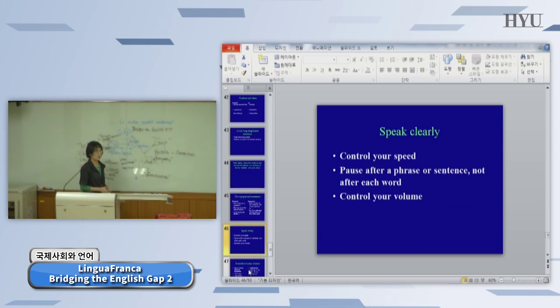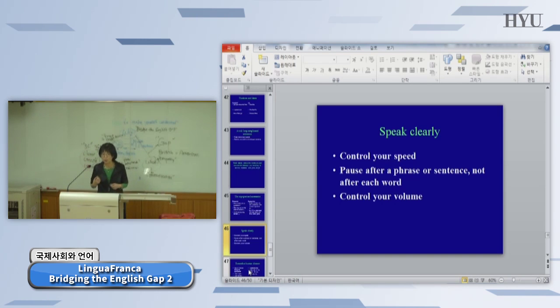It is also important when you are communicating with non-native speakers or offshore English speakers that you speak clearly, control your speed, and pause after a phrase or a sentence, not after each word, and control your volume.